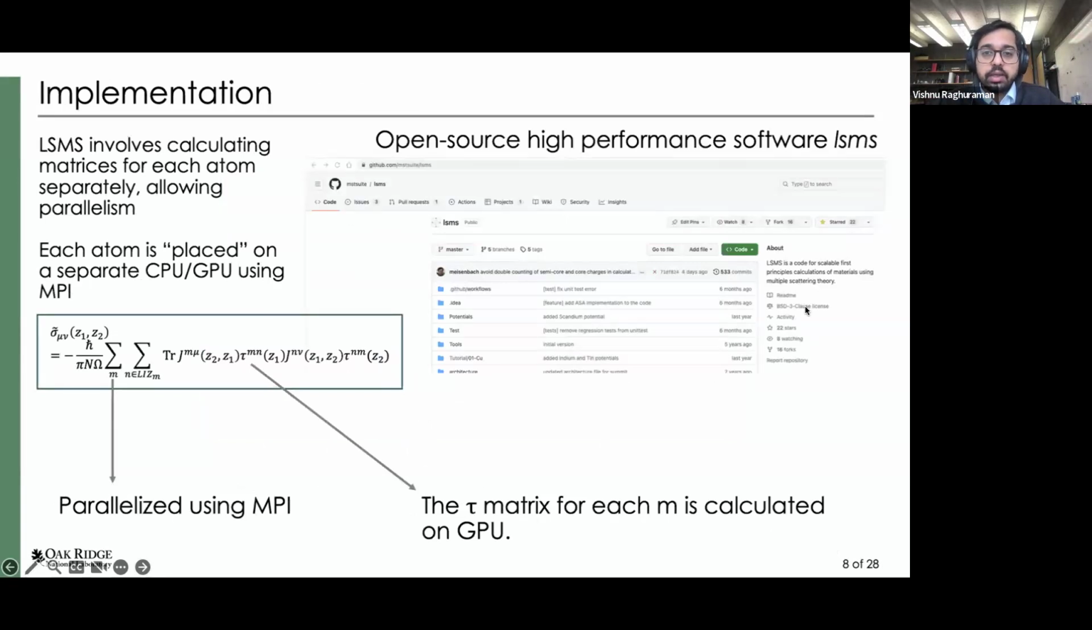So we have implemented this in the open source code LSMS, which is maintained by Marcus. And we place each atom on a separate MPI rank or separate GPU. And the inverse of the tau matrix is calculated on the GPUs. So as a result, we have good parallelizability, and we're able to do very, very large systems on Frontier, which is the supercomputer at Oak Ridge National Lab.